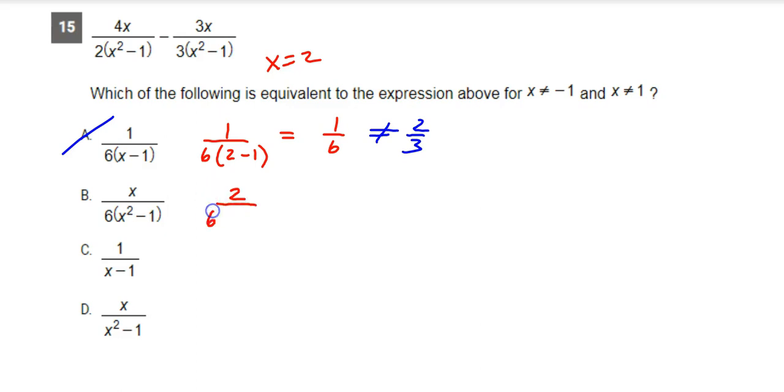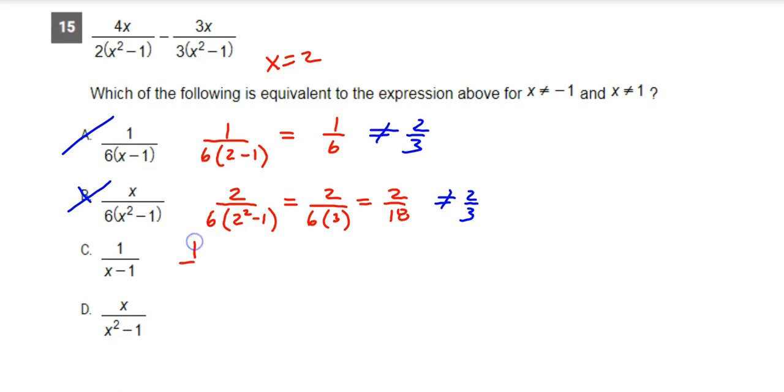2 over 6 times 2 squared minus 1. Well, that's 2 over 6 times 3, which is 2/18, which is not equal to 2/3. And I guess I might as well do them all. This one's pretty easy. 1 over 2 take away 1. Well, that's 1. And that's definitely not equal to 2/3.